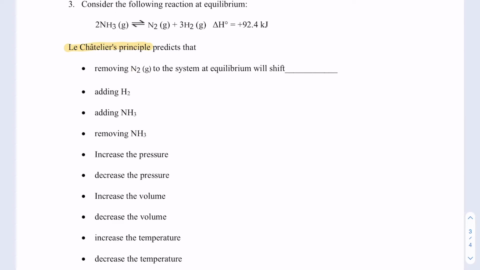And then the last stress will be adding inert gas, or a noble gas. Then we look at how they are going to affect the equilibrium for this reaction. So now let's look into it.